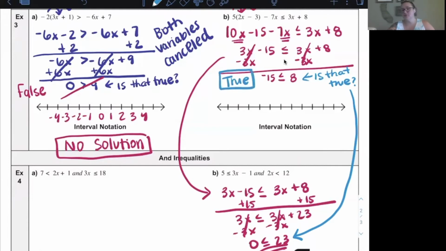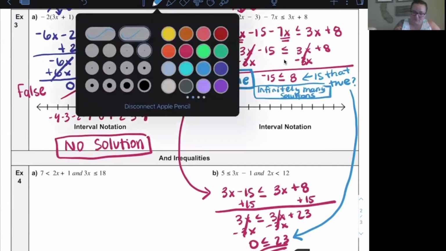So just like with the equations in our lesson 1, we learned that if all the variables cancel and you're left with a true statement, your final answer is infinitely many solutions. So we have infinitely many solutions. Now, infinitely many solutions can be graphed on the number line, and it can be written in interval notation. And let me show you why.